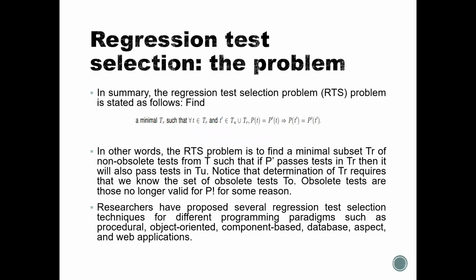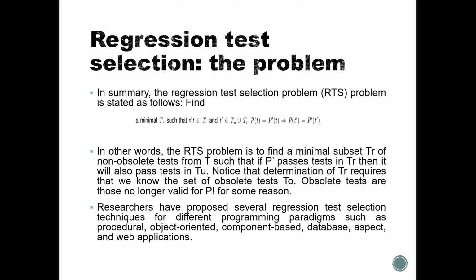So in summary, the regression test selection problem is stated as: we need to find the minimal TR such that for all t that belongs to TR, t also belongs to TU, where TU is the redundant tests, union TR, the regression tests, and the program which was tested on T should give the same results for P dash on the same test T. Moreover, the initial program P on this T dash should work, so we can say P on T dash should be equal to P dash on T dash.